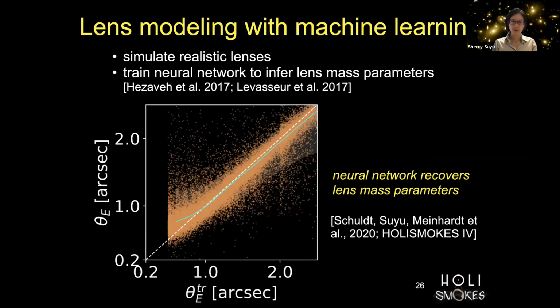And you can see here the recovered Einstein radius versus the input Einstein radius. You get mostly good recovery, although there is some scatter in the predicted Einstein radius. So it's not as precise as the manual modeling, but the advantage here is that you can actually get the mass parameters within a fraction of a second.